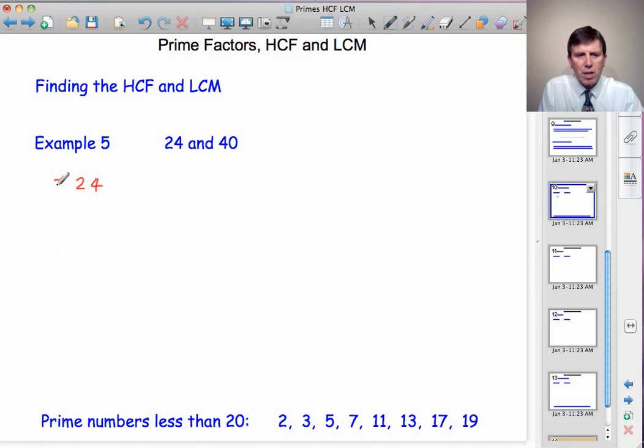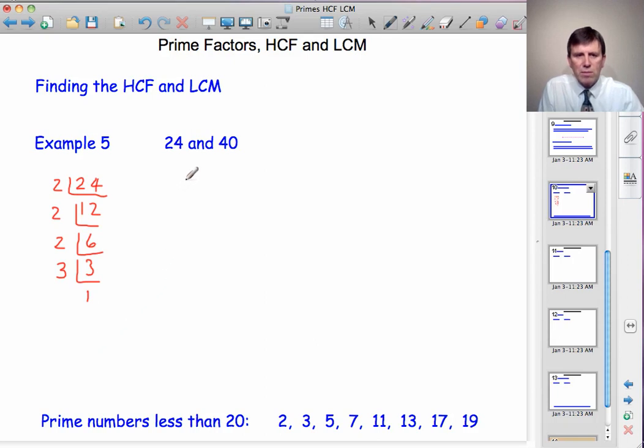I can divide it by 2 and I get 12. I can divide by 2 again and I get 6. I can divide by 2 again and I get 3. Now I can divide by 3 and we get to 1. So I've now got all the prime factors of 24.